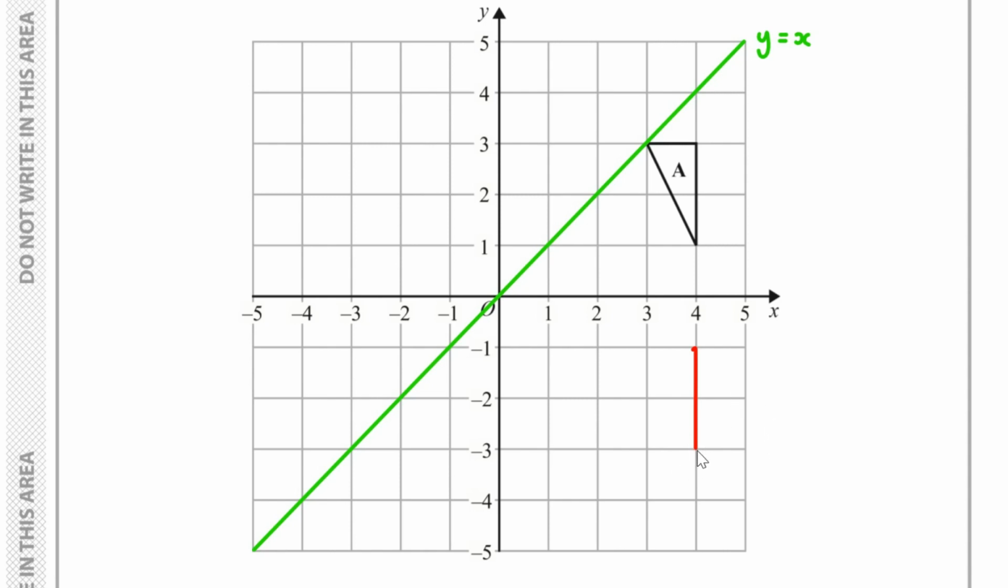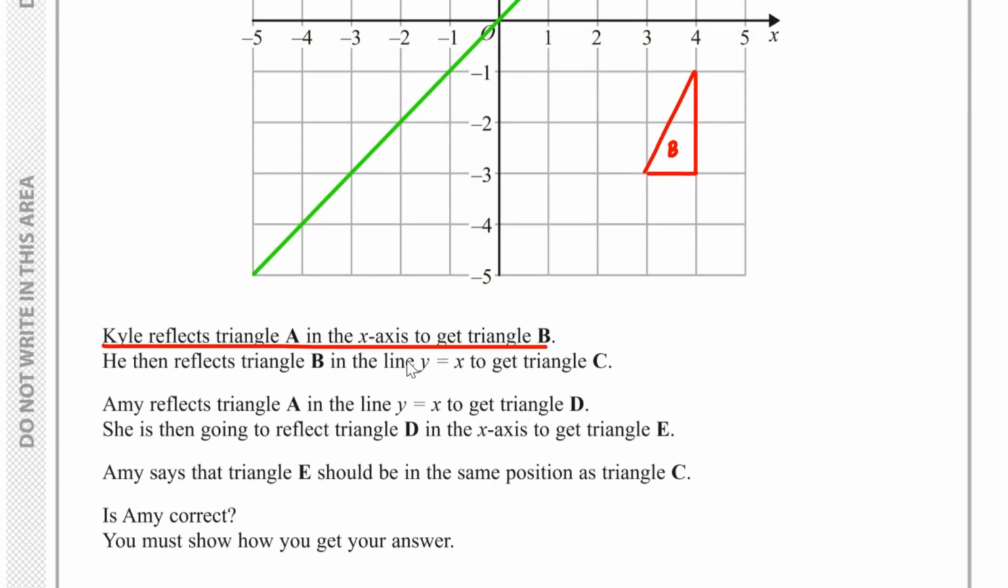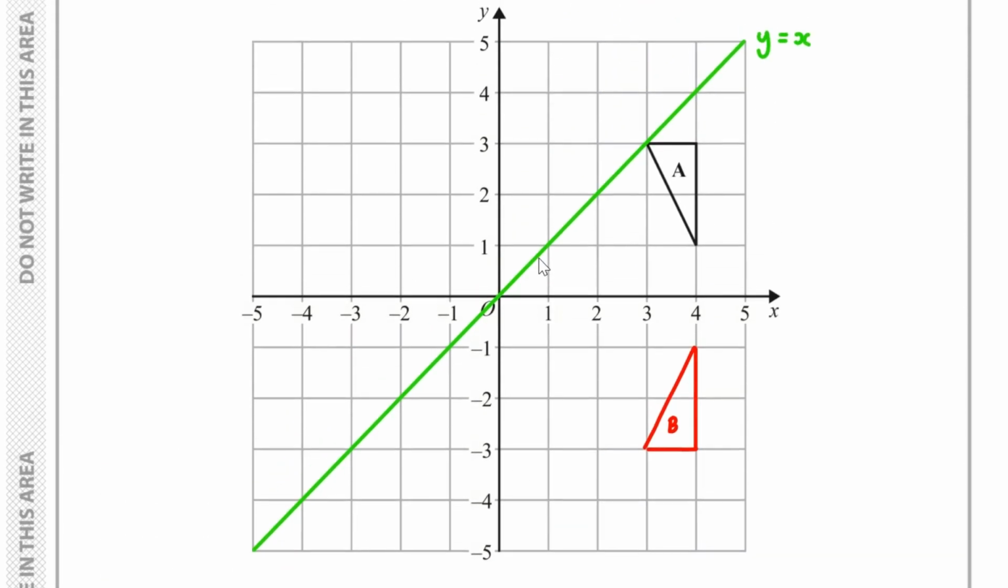So shape B will be over here. So here we have shape B. Then shape B is reflected in the line y equals x to get the triangle C. So we then reflect shape B in the line y equals x to get shape C. So if we draw shape C, we would have something over here. You can see we have now reflected shape B in the line y equals x to give shape C.